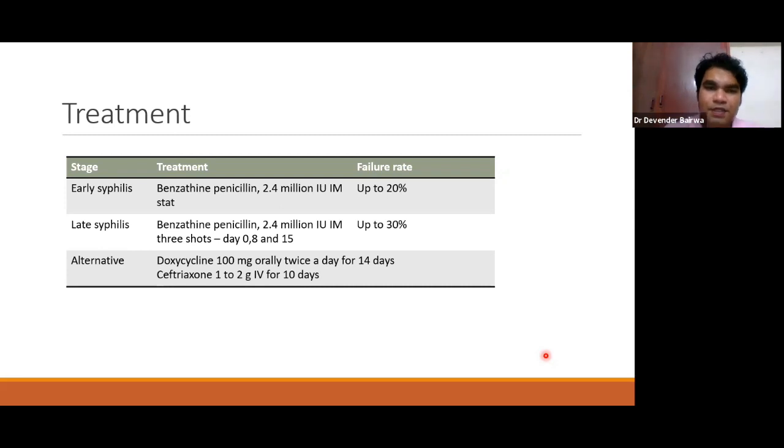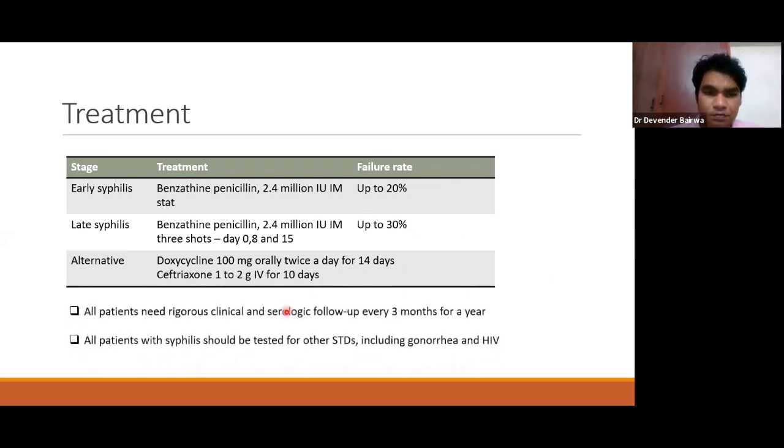But the thing is, the failure rate is up to 20% in early syphilis and 30% in late syphilis. This is the reason you should follow these patients for relapse of the disease, or you can follow them with the help of antibodies to look for complete treatment. Suppose there is allergy to penicillin in this patient, then you can go with either doxycycline 100 mg BD for 2 weeks, or you can provide ceftriaxone 1 gram or 2 gram per day for 10 days. So this is how you treat syphilis.